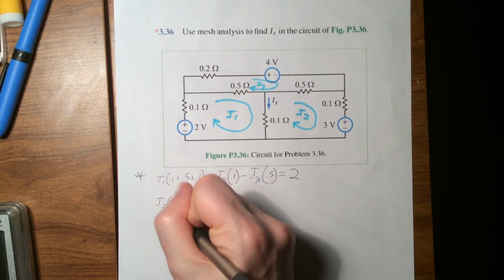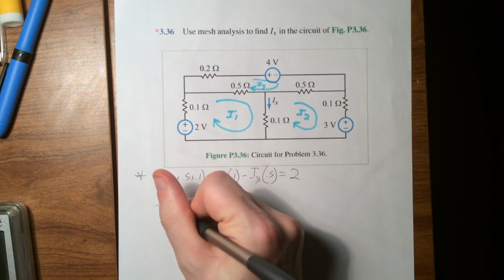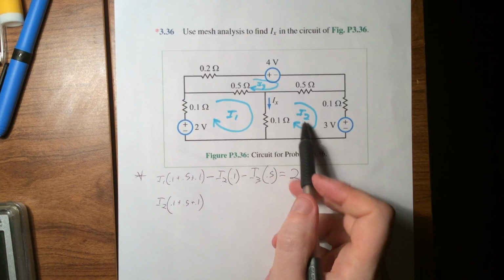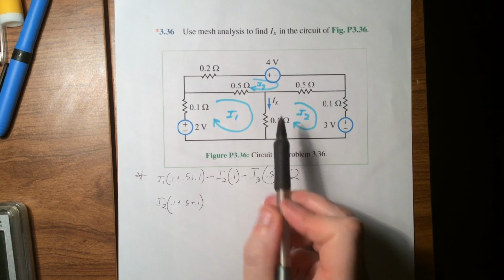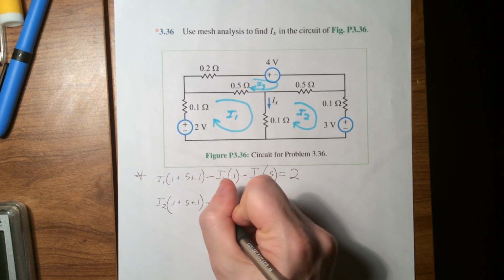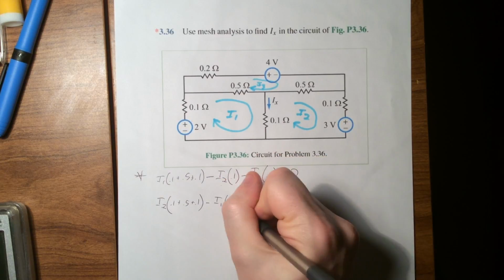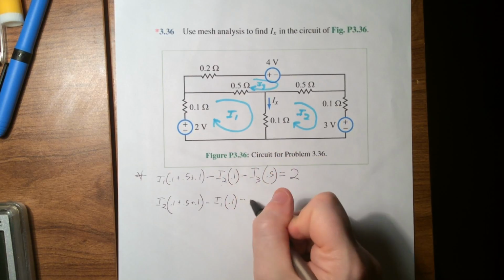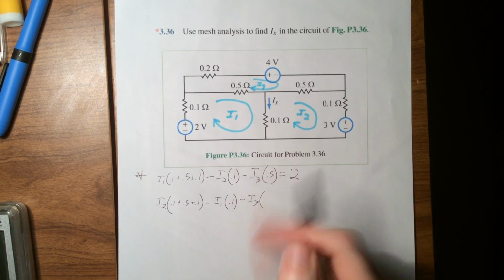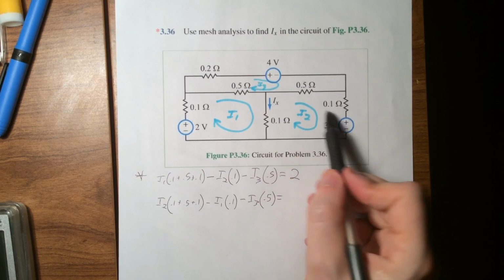Next, let's start with I2. The sum of the total touching. So 0.1 plus 0.5 plus 0.1. Does anything touch I2? I1 touches it here at this resistor, and I3 touches it at that resistor. So let's start with I1 first. I1, and this is 0.1 that touches it. Cool. And then let's do the I3. I3 also touches I2, touches at the 0.5. Done.